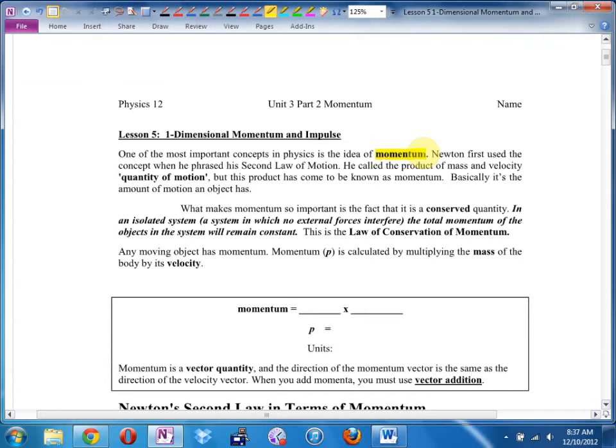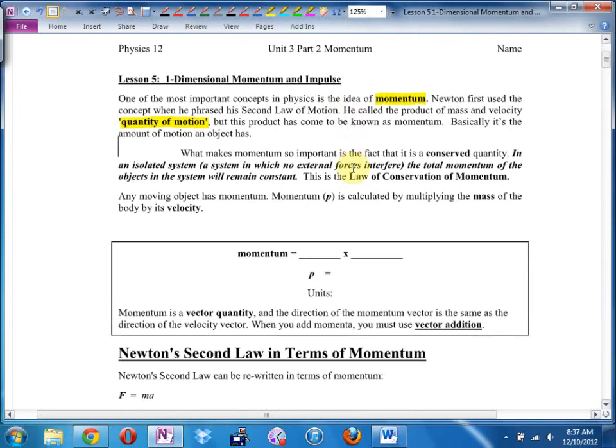He called the product of mass and velocity the quantity of motion. He said if you have a heavy object going fast, the faster it's going, the heavier it is, the more oomph, he didn't use that word, the more motion quantity it had. I kind of think of it as the more damage it would do if it hit something. This product has come to be known as momentum. It's the amount of motion an object has.